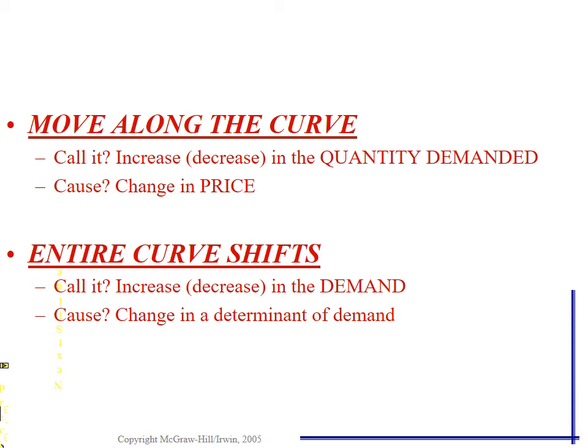Let's look at what happens when we move along the curve. When that happens, we call it an increase or decrease in the quantity demanded. And the cause is that there's been a change in the price of the good that we're looking at today. When the entire demand curve shifts, and remember, the entire curve is demand, we call it an increase or decrease in demand. And the cause is a change in one of the determinants of demand.